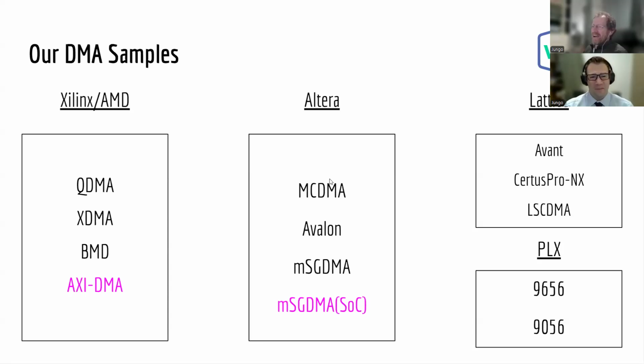So regarding our DMA samples, we really do try to cater to as many of the larger players in the field, be they Xilinx AMD, Altera, Lattice, or older platforms like the PLX cards. Now, when we talk about the specific DMA sample IPs, we have a bunch of different ones, whether they're the tried and true ones, the most popular, like the XDMA from Xilinx, the Avalon or MCDMA from Altera, the Avant Certus Pro from Lattice, or the PLX that you see on screen. So we offer samples for all of these different IPs.